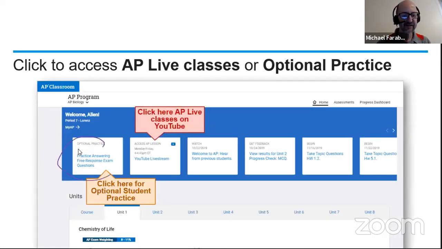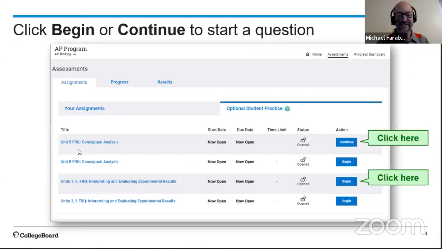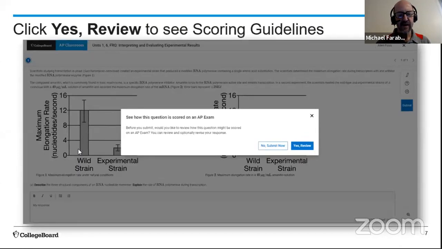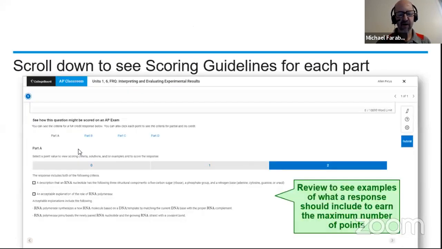So practice answering free response exam questions, and then after you type in your response to a particular FRQ and you click submit, then you can say yes, review, and you can see scoring guidelines. So AP Classroom has some practice problems that you can do for various AP subjects.